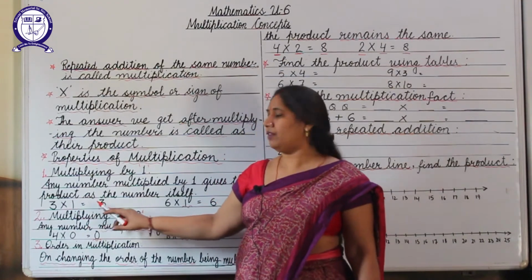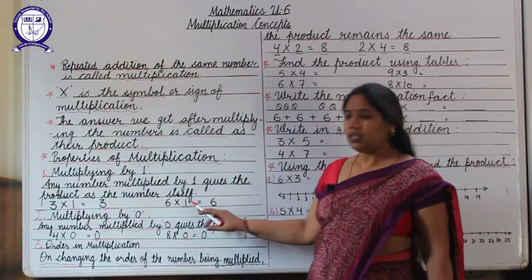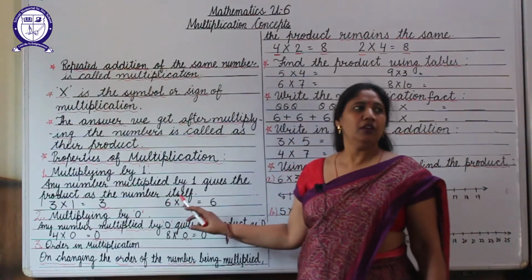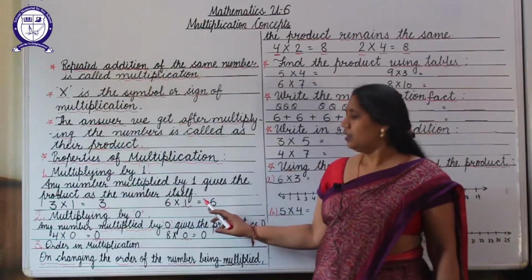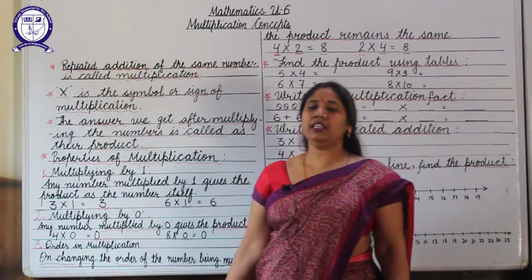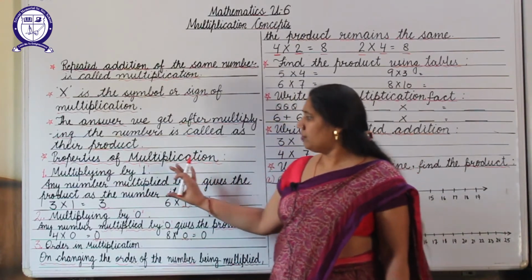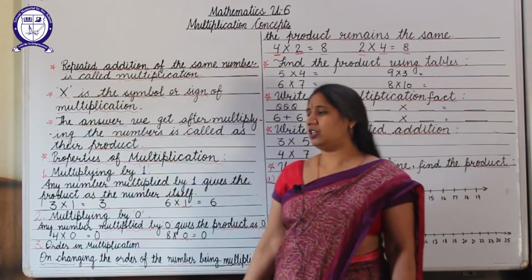3 multiplied by 1 is equal to 3. If we are given the product 6, which is equal to the number, then what should we multiply with? We multiply by 1. So this is the first property of multiplication.